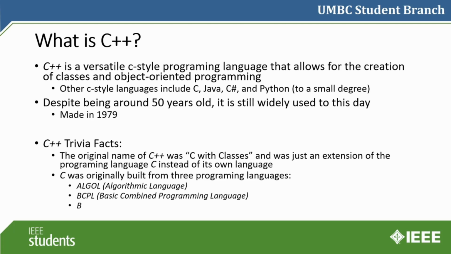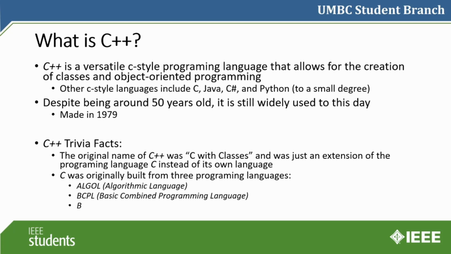Okay, so first off, what is C++? C++ is a very versatile programming language that is modeled in a way that's referred to as a C-style language, meaning any language that's based off of the C language. One of its unique features that differentiated it from C was that it has the use of classes that allow for object-oriented programming. Now, this programming language is pretty old. It was made back in 1979, making it around 50 years old, but it is still widely used to this day.